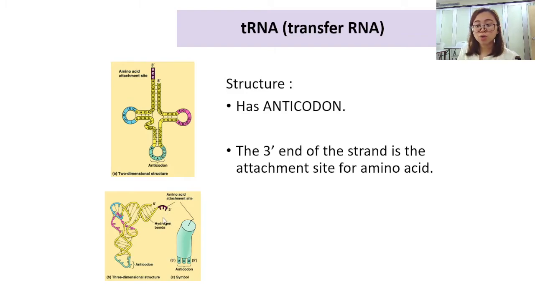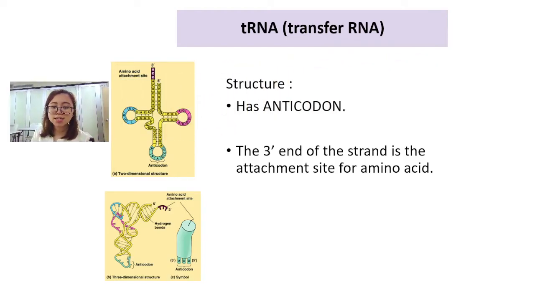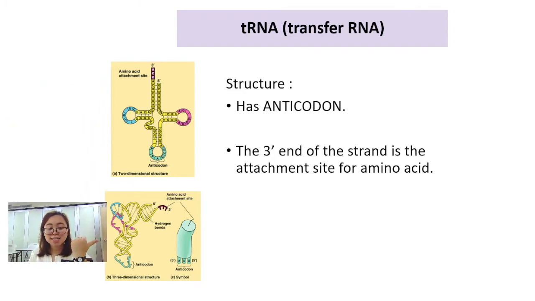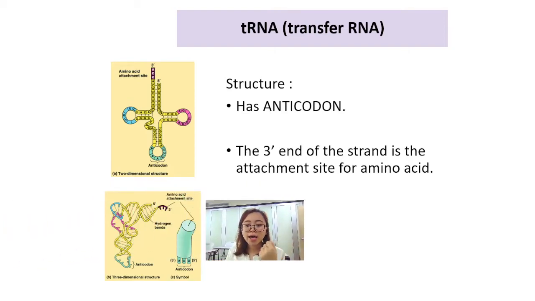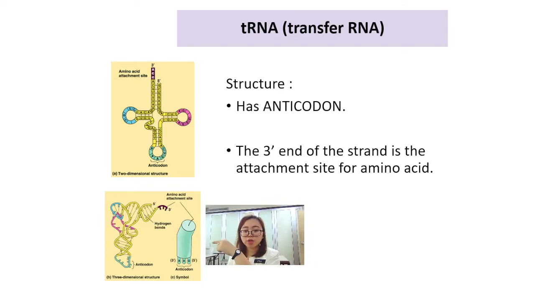Okay, ada tiga cara untuk kamu lukis tRNA. Cara pertama adalah bentuk hairpin macam ni. So this is the first of the 3 ways to draw tRNA. This is the second way to draw tRNA. This is the 3-dimensional structure. And this is my favorite way to draw tRNA because it's the easiest. This is the symbol version.